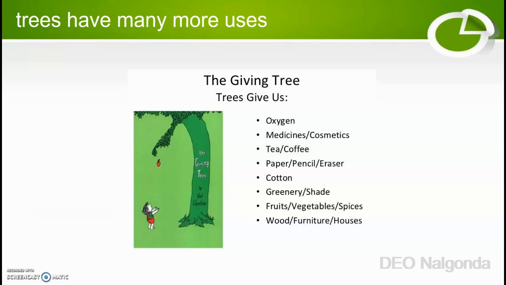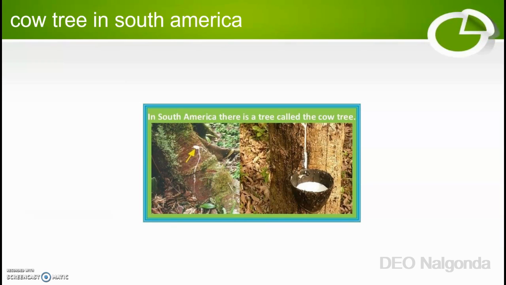We also get some cosmetics from the trees, where we get tea and coffee powder from the trees, and the paper, pencil and the eraser which we use are also made from the trees, and the cotton is also extracted from the trees. And because of the greenery, we are enjoying the shade under the trees, and trees give us fruits. As you know, they give us vegetables, they also give us spices, and they also give the wood, and out of this wood we build our houses and furniture.